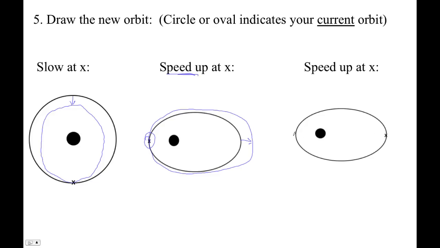If I speed up, it's going to bring this side out, and the new orbit is going to be, whoa, that's supposed to be the same spot. So it goes through the same spot here, it just brings that side out. That's speeding up. So speeding up enlarges the orbit, and slowing down makes the orbit smaller. Don't forget, you have to go around the central body, okay?